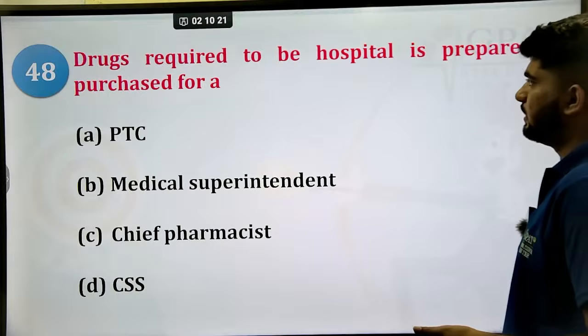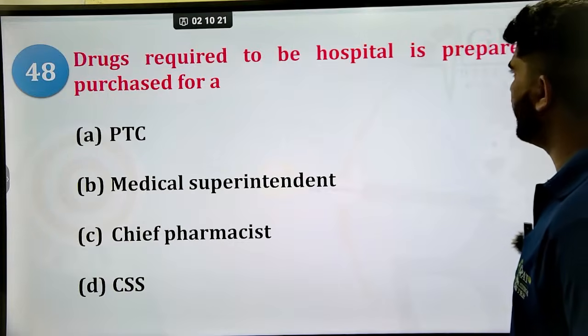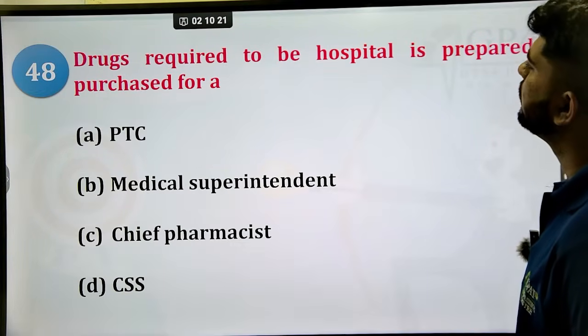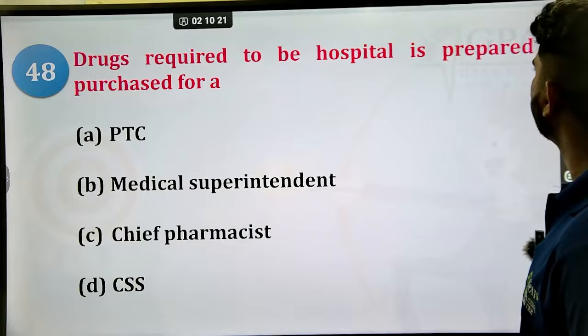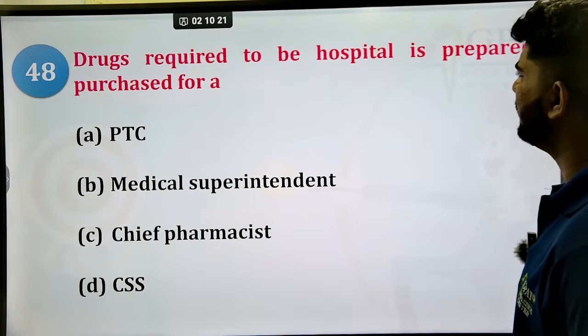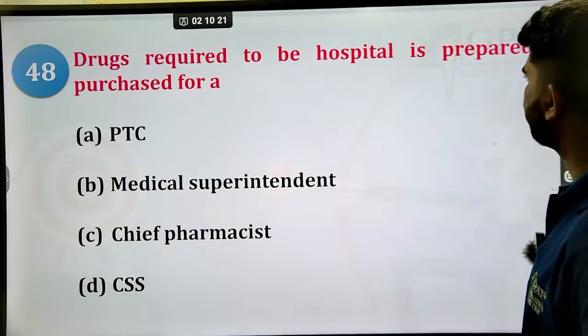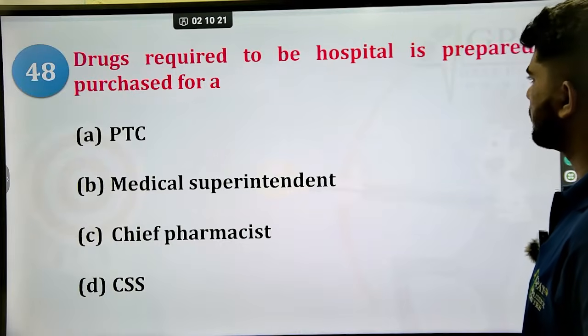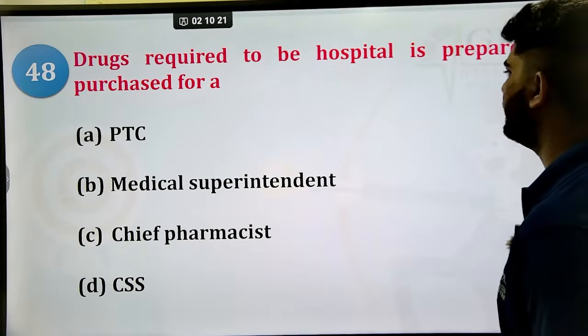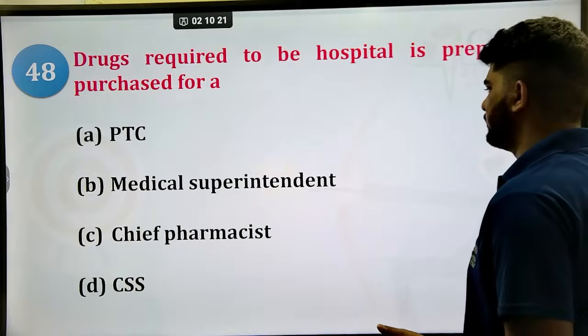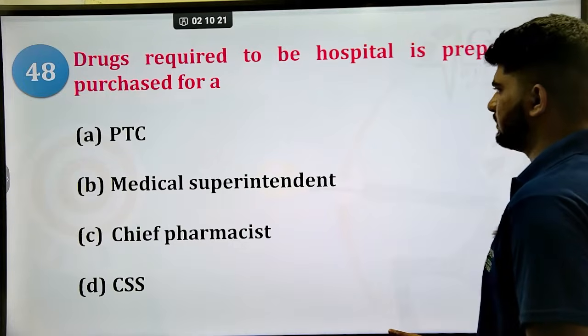Drug required to be prepared in hospital is prepared by purchase for a. What's that? PTC, medical superintendent, chief pharmacist or CSS?